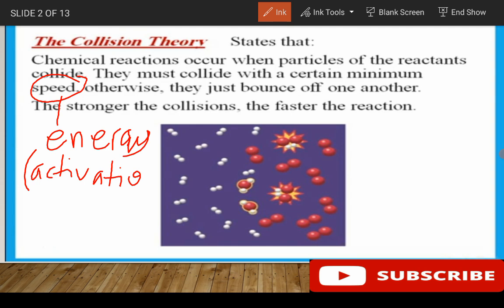Activation energy. So we are saying chemical reactions occur, a chemical reaction would occur when particles of the reactants collide with minimum energy. This energy is called the activation energy, or energy of activation, the energy required for the chemical reaction to start.